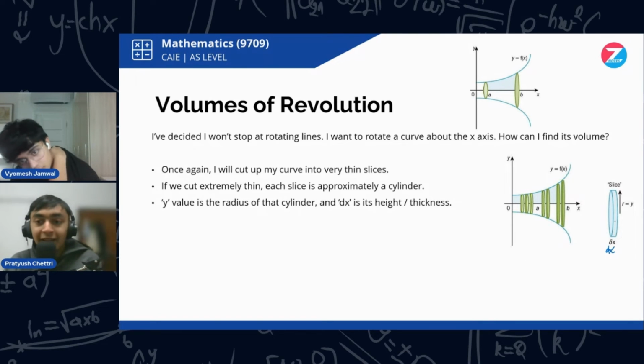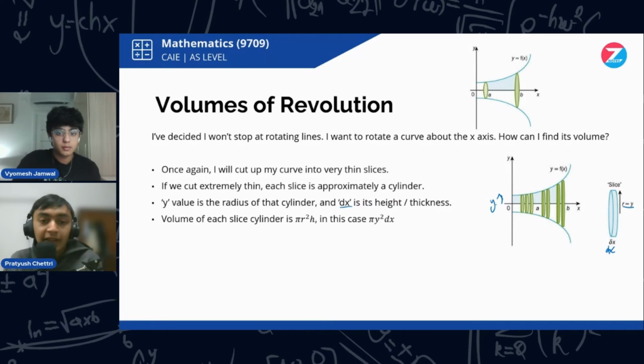And the radius of that cylinder is my y value, y. And its dx is the thickness of that cylinder, the height of it, right? And since we know the volume of a cylinder is pi r squared h, you can replace r and h to get pi y squared dx. And now you've probably guessed where this is going.